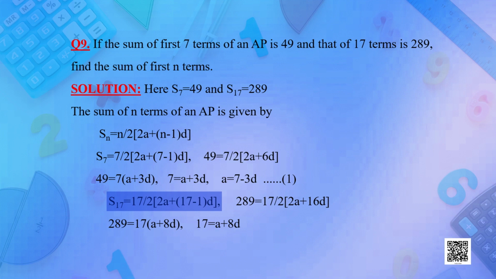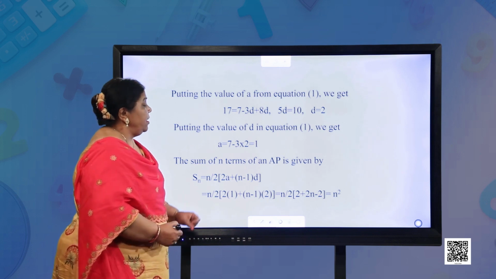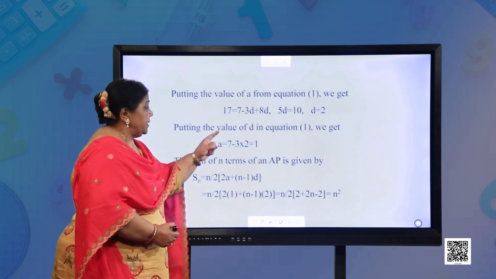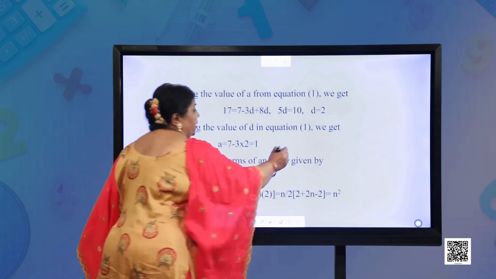And S17 can be expressed as 17 upon 2 into (2a plus (17 minus 1) into d). That is equal to 289 is equal to 17 upon 2 into (2a plus 16d). So, 289 is equal to 17 into (a plus 8d), which can be further simplified as 17 is equal to a plus 8d. Now, let us solve these two equations. Putting the value of a from equation 1, we get 17 is equal to 7 minus 3d plus 8d, that is 5d is equal to 10, or the value of d is 2.